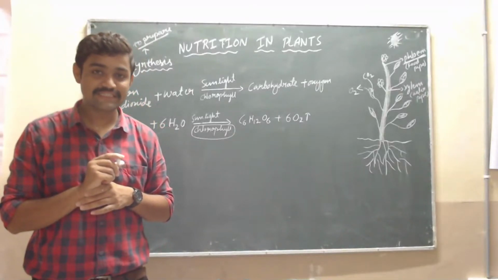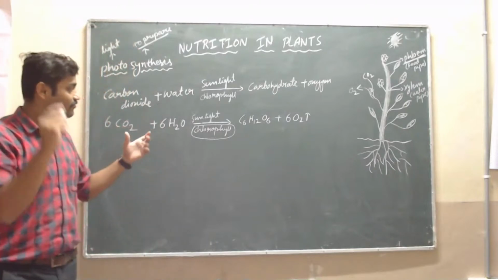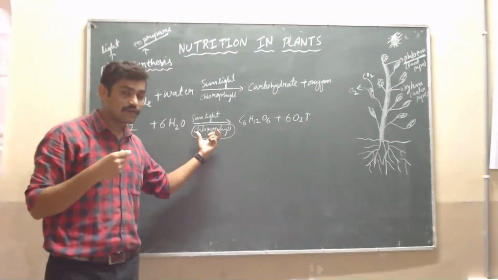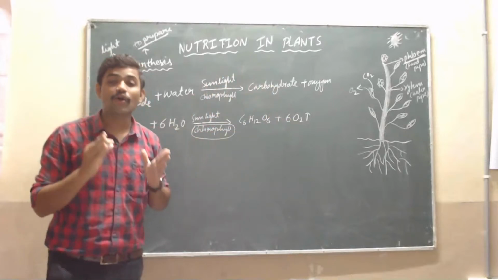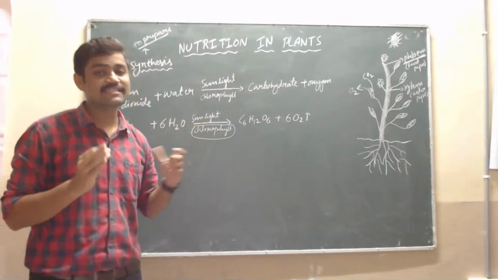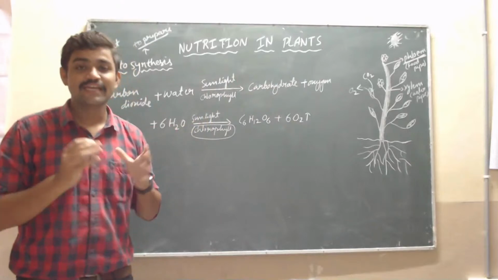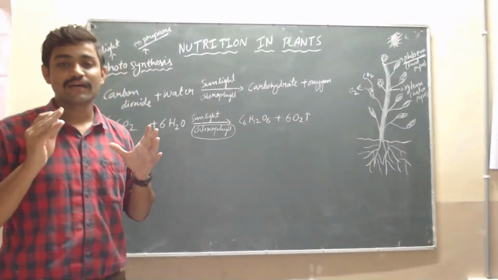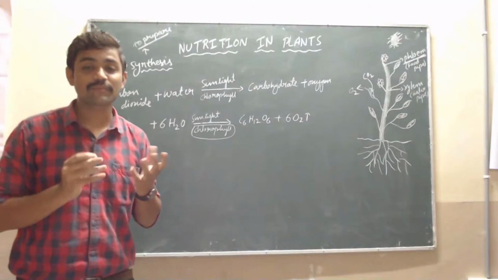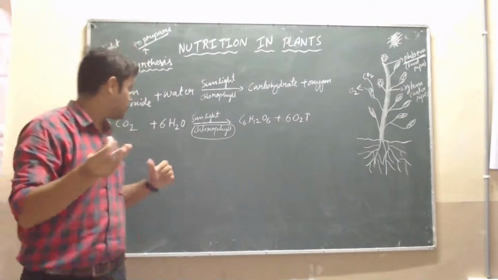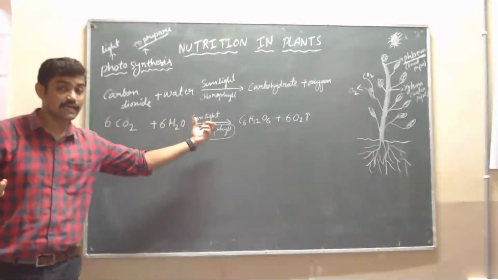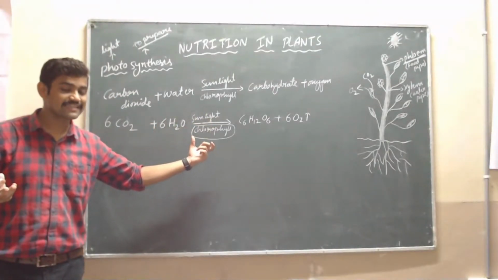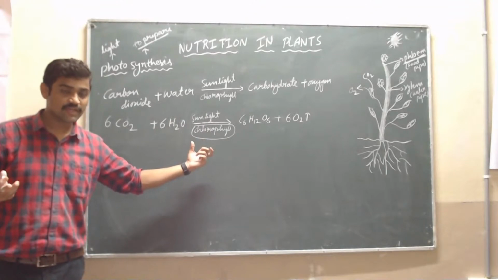Are you getting my point? Yes. Because of chlorophyll only, plants are preparing their food. In human beings or animals the chlorophyll is absent. That's why human beings or animals are unable to prepare their own food. We have carbon dioxide in the atmosphere, water, and sunlight, but chlorophyll is not there. That is the green pigment. Understood? Yes.